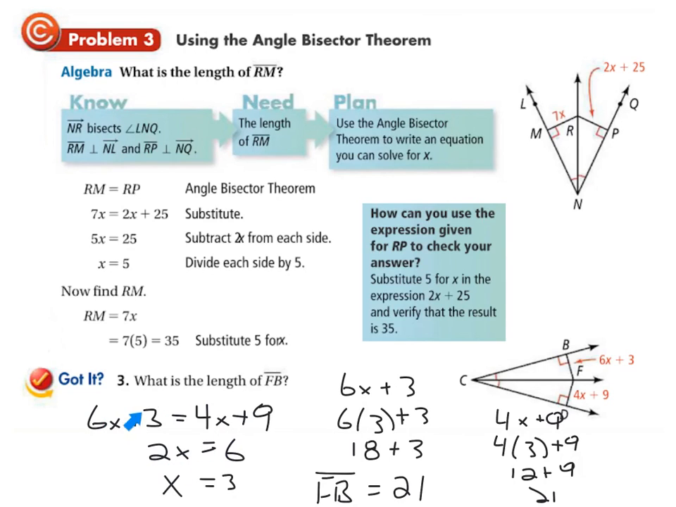And I'll obviously shortcut the math, but since FB, what we're trying to solve for, is equal to 6x plus 3, we plug in that 3 for x, because remember, this is not the solution, this is just what x is equal to, and we still need to find the length. 6 times 3 is 18, plus 3 is 21, so that length equals 21. To verify it, the other one should also be 21 since we know that they're equal, so 4 times 3 is 12, plus 9 is 21 as well. So we did good.